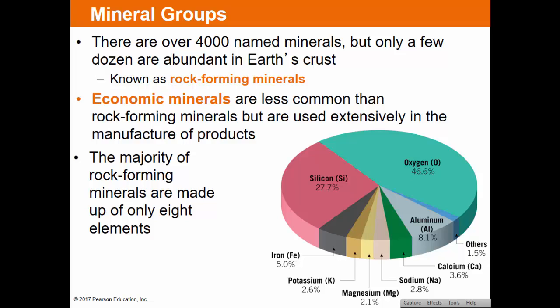You've got aluminum, a pretty big chunk of aluminum in the crust, calcium, sodium, magnesium, potassium, and iron. So there's 1.5% of all crustal rocks that are something else. 98.5% of all crustal rocks are made of these 8 elements, and of course you can see that some 70-80% of all crustal rocks are made up of silicon and oxygen, that silica tetrahedron that I described a few minutes ago.